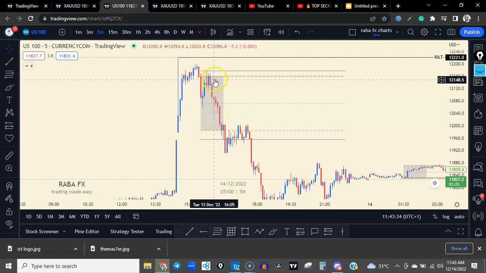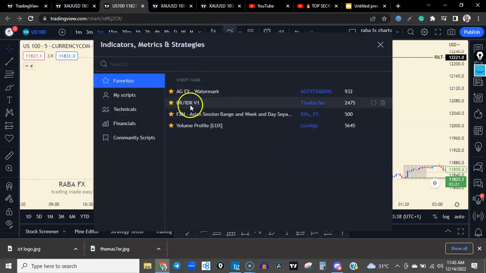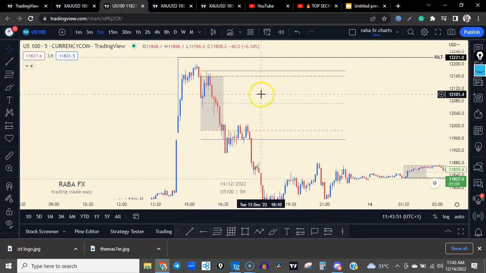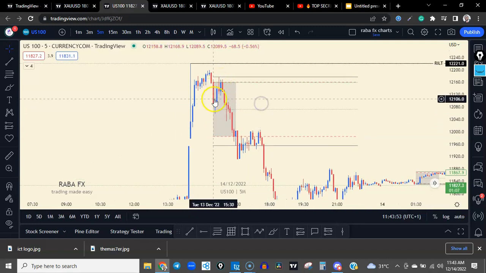And also there's an indicator here. The indicator is IDR V1 by the master. You can just get the indicator and then it will plot things out for you without you marking out those levels manually. So you can see this is the New York session.